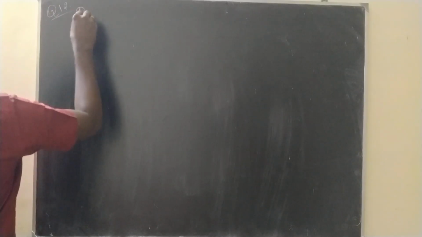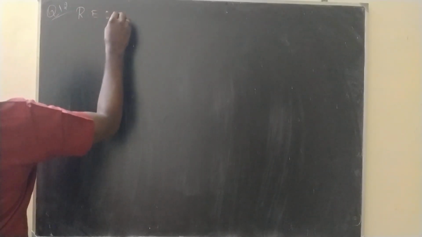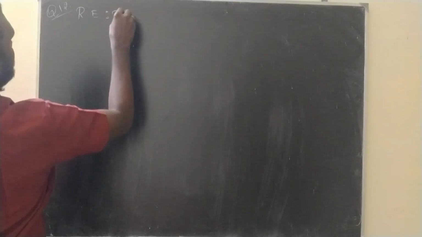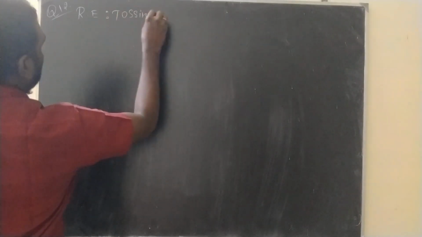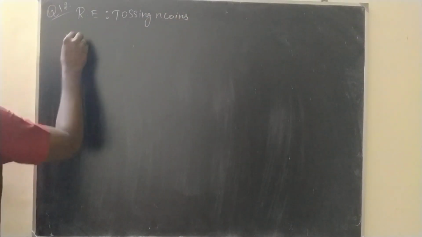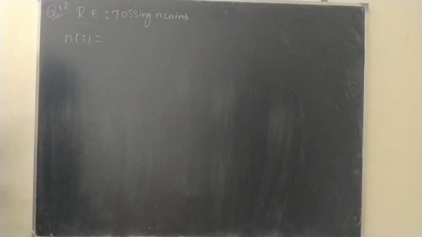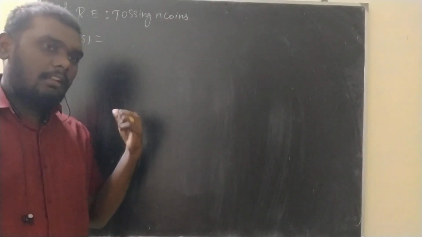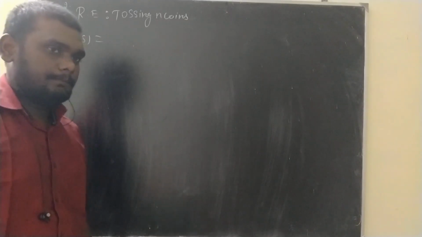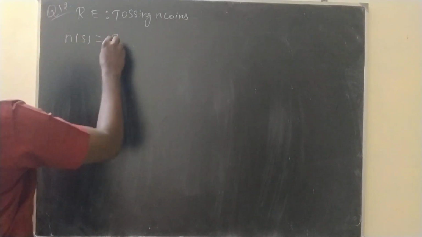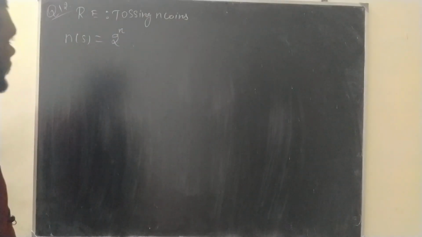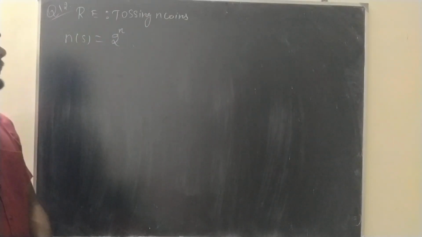So how many coins are tossed? Our random experiment is tossing n coins. So our n of S would be what? I told you earlier that it is the number of sides whole power how many we are throwing. So that is 2 power n. That is our n of S.